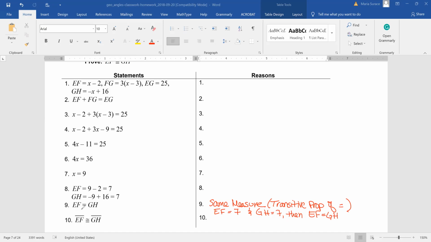Because we're able to say that in step 9, now you can say that EF is congruent to GH because of the definition of congruency. Right? To be congruent means you have the same measure. So because in 9, we showed that EF and GH have the same measure, step 10 allows us to say, well, that means they're congruent now. Okay? And that concludes that problem.